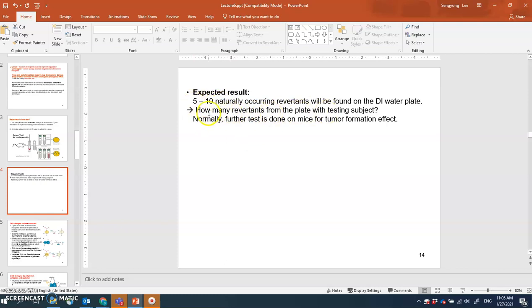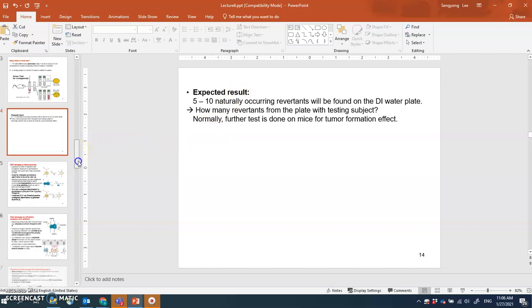If you see maybe a tenfold increase in the reversion rate, of course that means your drug that you tested is strongly carcinogenic. Whether it's increased 10%, or maybe 100%, whatever the increased rate is, it's that much carcinogenic or mutagenic. So that's how you can measure it. So understand how the Ames test works.